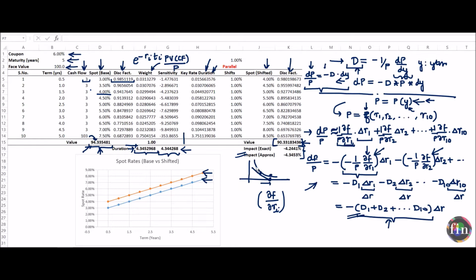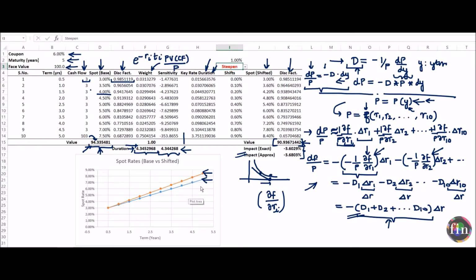Now let's do this. Let's now put the key rate durations to use. To do that, let's switch from parallel shifts this time to non-parallel shifts. Let's begin with a very simple non-parallel shift, and that's a steepening. So in a steepening, see what has happened. Long-term rates have shifted a lot more than short-term rates.